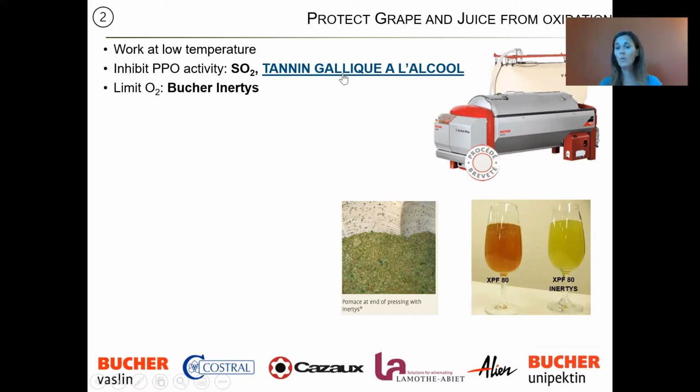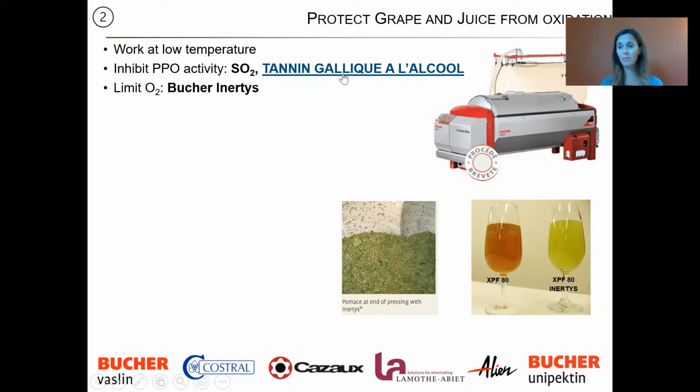No oxidation at all. When you look at the juice coming out at the end of the press, we are comparing the same press, same cycle, but just one without connecting the nitrogen balloon and the other one with connecting the nitrogen balloon. And you can see that at the end of the press cycle, the classic press cycle was actually very brown, as usual at the end of the press. But if we work with a Bucher Inertis plugged with the nitrogen balloon, we end up at the end of the press with a very green and super aromatic juice.